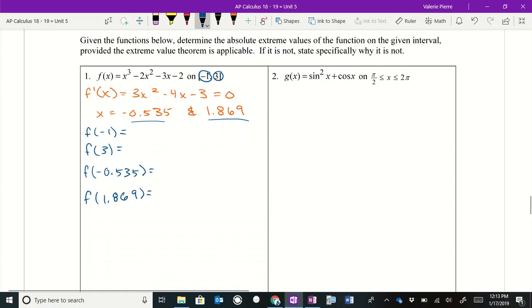So f of -1 is -2. F of 3 is -2. F of negative 0.535 is negative 1.121. And f of 1.869 is negative 8.065.